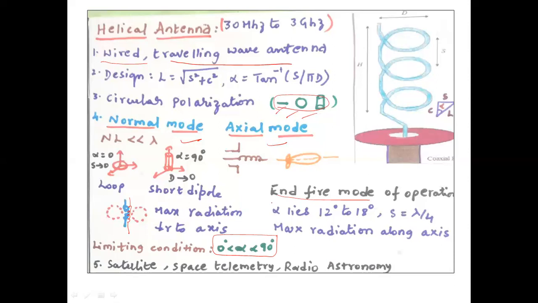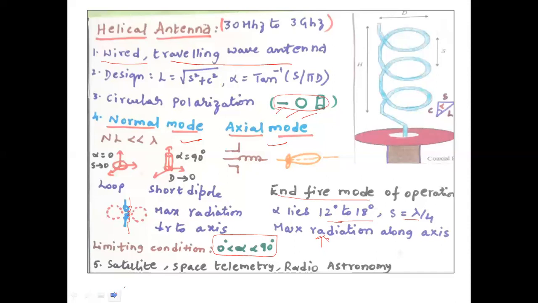And now, what is the range of the pitch angle? It is practically chosen between 12 to 18 degrees. And the practical value for spacing between the helix turns is lambda by 4, right? While you are designing the helical antenna, you can go with these values that I have preferred, as design rules, and you can design the antenna. We can achieve the maximum radiation, right? And what are the applications for helixes? Satellite, space telemetry, radio astronomy.